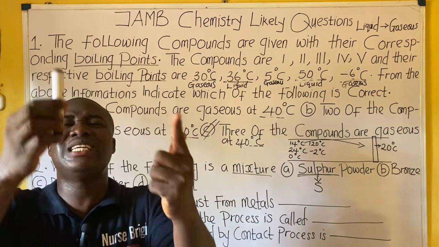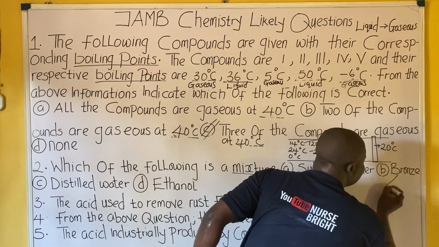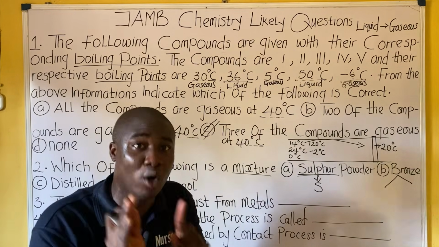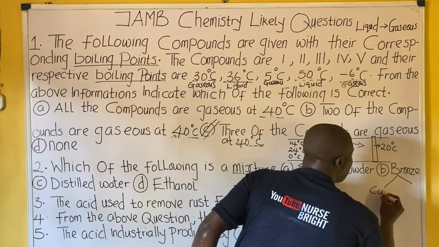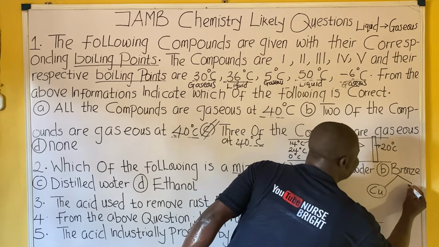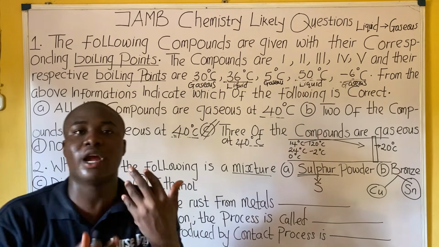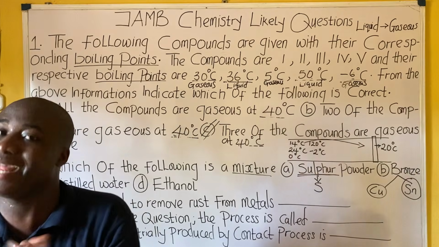Mixture, you are combining two different things. Listen, bronze is the answer to the question. Bronze is a mixture. Bronze specifically is formed by combining two elements together, and the elements we are combining are copper and tin, Sn. Please don't mistake it for a compound.